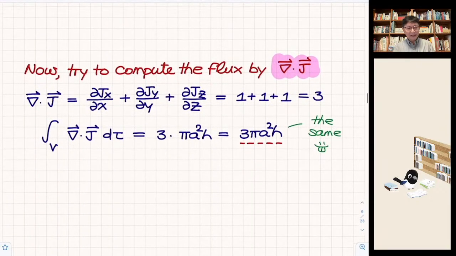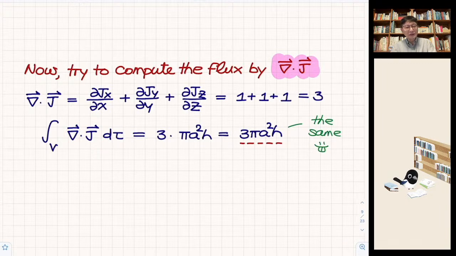Well, okay. So now let's do an equivalent calculation by computing the divergence first. The divergence of J, according to the definition, is like this. And since Jx, Jy, Jz are just x, y, z, its divergence is simple. It's just 1, 1, 1. So you add it all up, that's 3. Wow, how simple is that? So it's just 3.